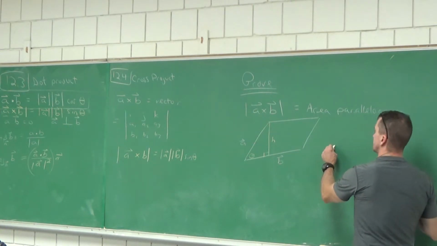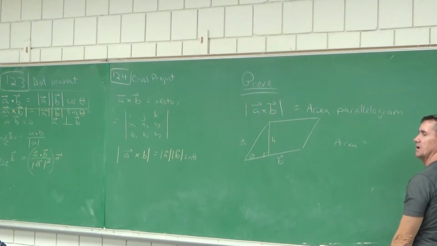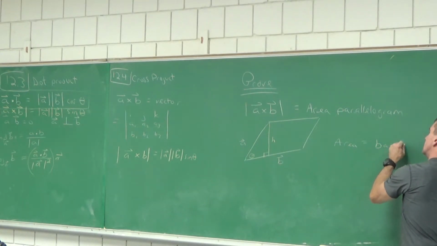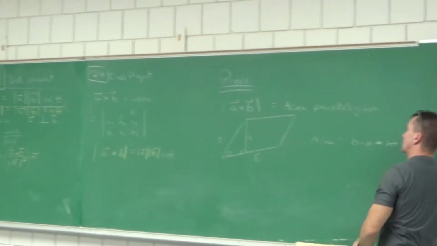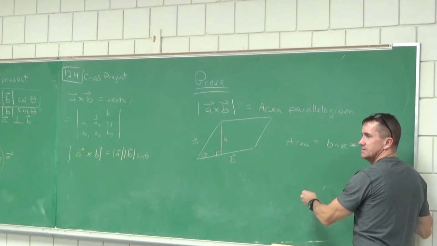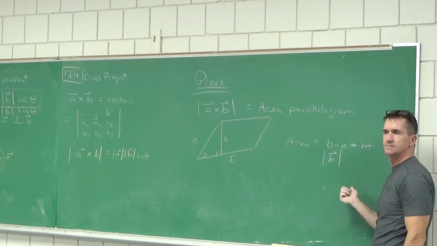Let me start with geometry. What's the area of a parallelogram? Base times height. What's the base? Well, it'd be the length of B, right? So I'll put magnitude of B. What's the height? That's h.